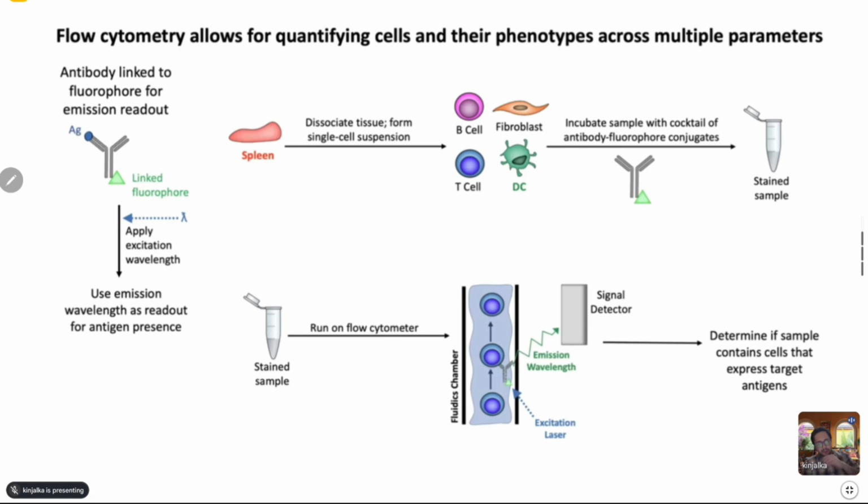There may be different permutation combinations in terms of the available technology and sensitivity of the instrument. So depending on what antibodies you have used, you can identify B cells from T cells, from dendritic cells and fibroblasts, because each of them would be having different antigens which are expressed. Right.